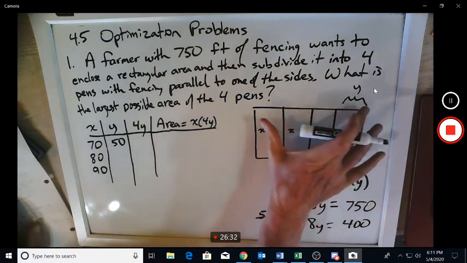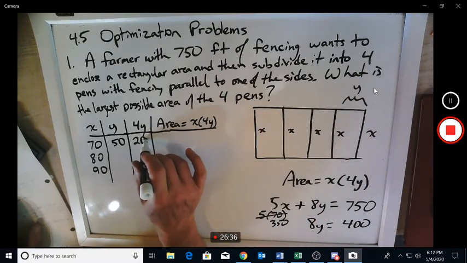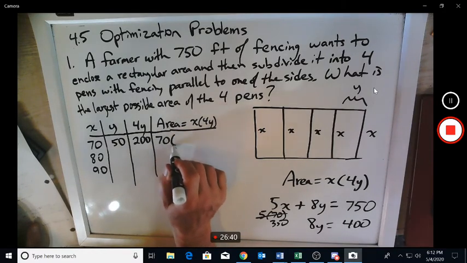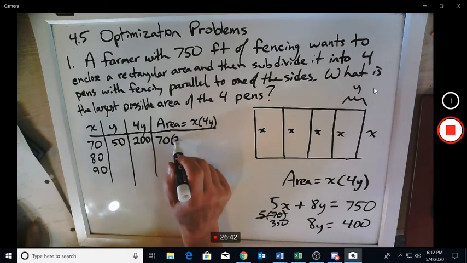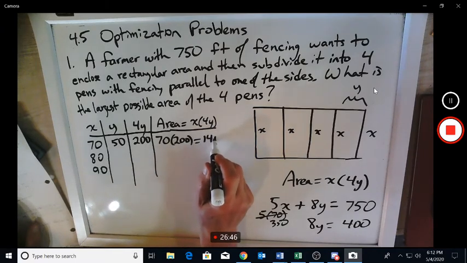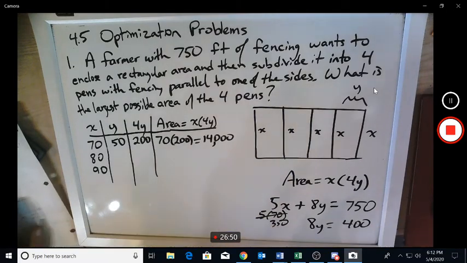And then the whole width would be 4 times that, which would be 200. And the area would be 70 times the 200, 14, and then 3 zeros. And I would get 14,000 area.